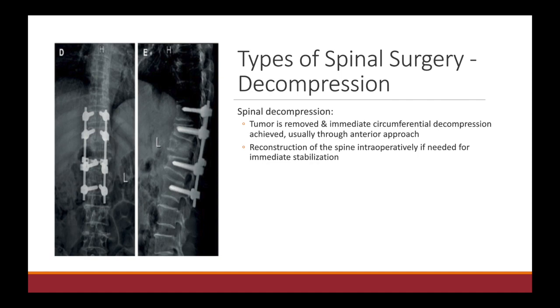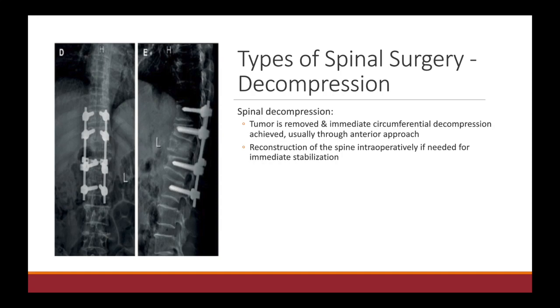There are a few different types of surgery that the neurosurgeons can offer to patients. So one procedure that's very common is what is known as spinal decompression. And in spinal decompression, the immediate tumor that's circumferentially compressing the spinal cord is removed. Hence decompression, the tumor is removed to relieve the pressure on the spinal cord. This is usually done through an anterior approach.